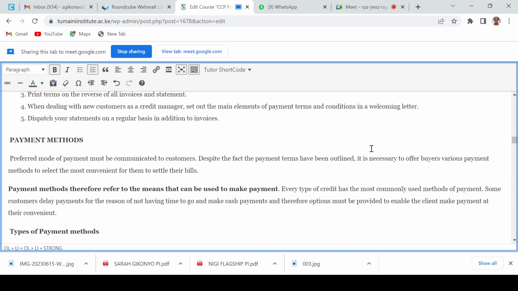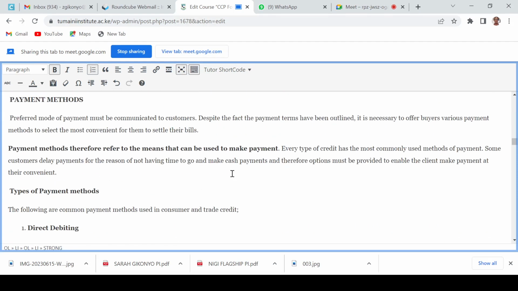I know Eric and Rose will tell me that with the bank, when I take a loan, there's a letter you normally give, a letter of offer. The letter of offer has how much I'll be making as repayments, for how long, for how many months, which date I am supposed to make repayments, and what will be the interest. So also here we are saying that even in trade credit, you ought to give a welcoming letter, which will contain the payment terms and conditions that a customer has been extended.